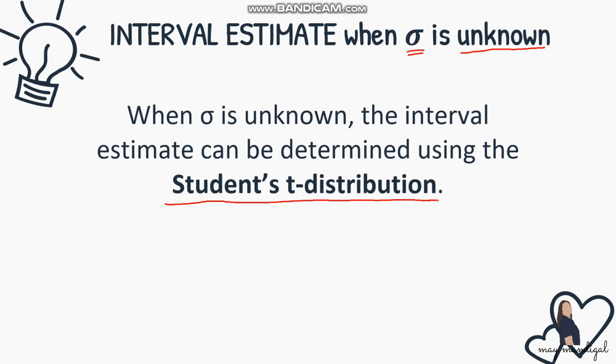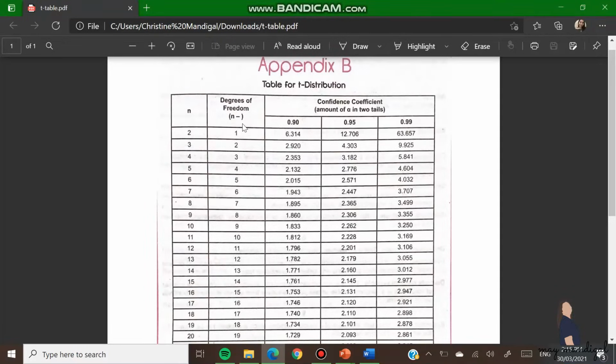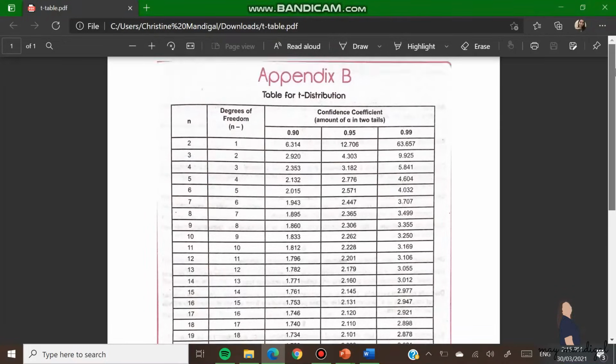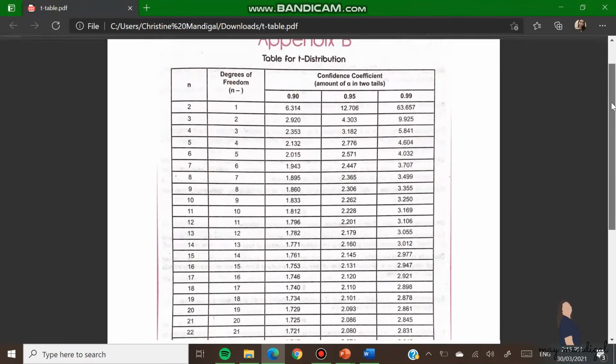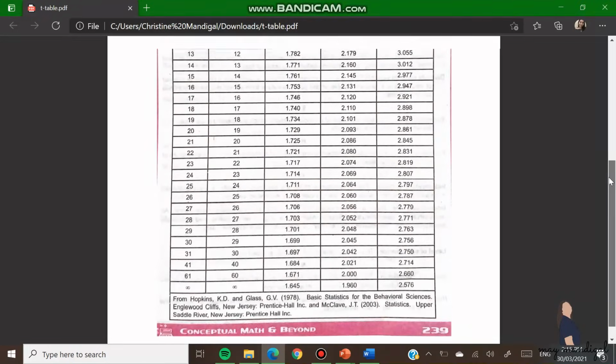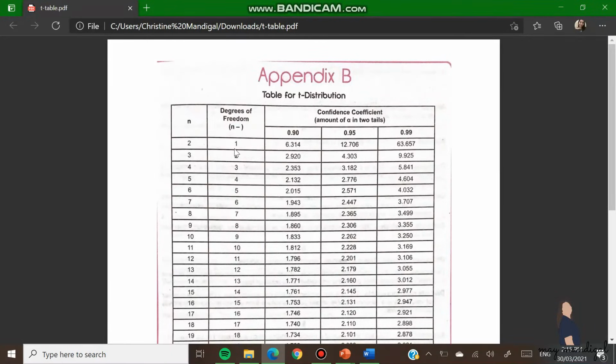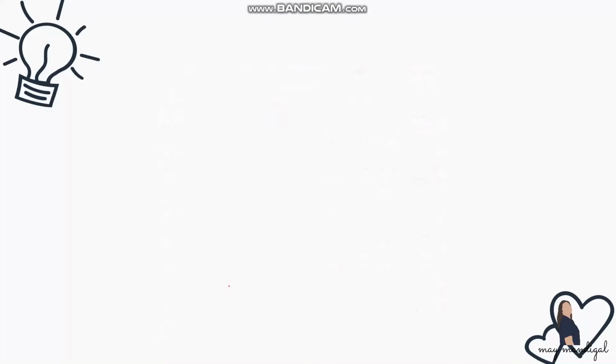So let me show you an example of a t-distribution. So here is an example of a t-distribution. As you can see, we have a lot of values. We have different columns for specific values. We have degrees of freedom, we have the n, and then we have the confidence coefficients. So we still have the 90%, which is 0.9 here, 95% confidence level, or 0.95, and 0.99. Later I will explain how to use this using examples.